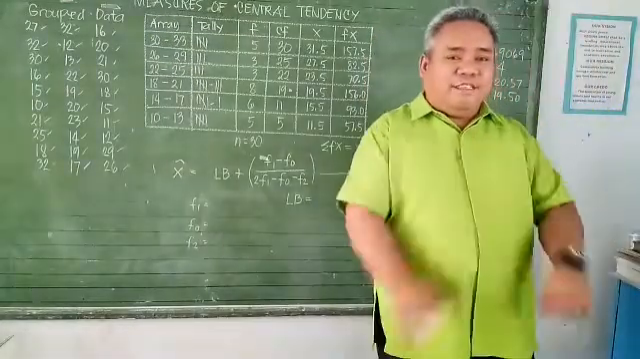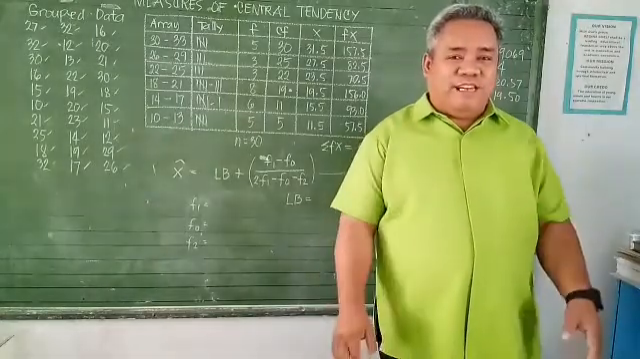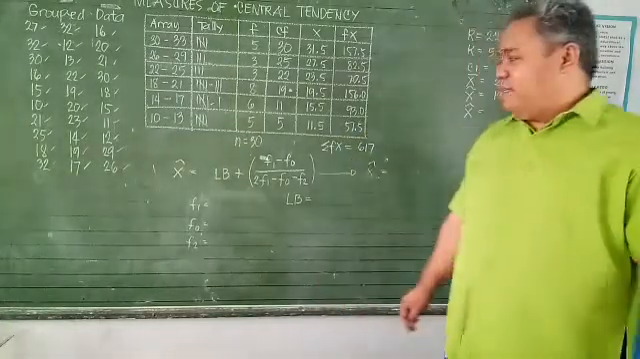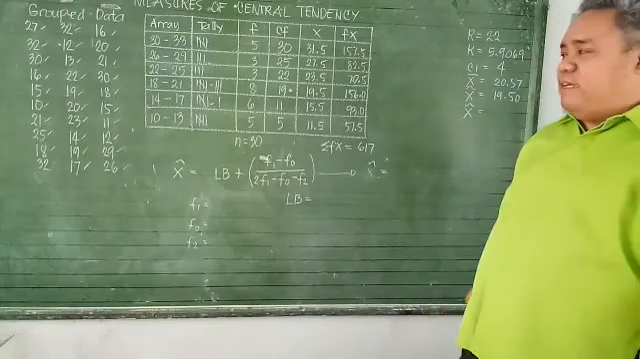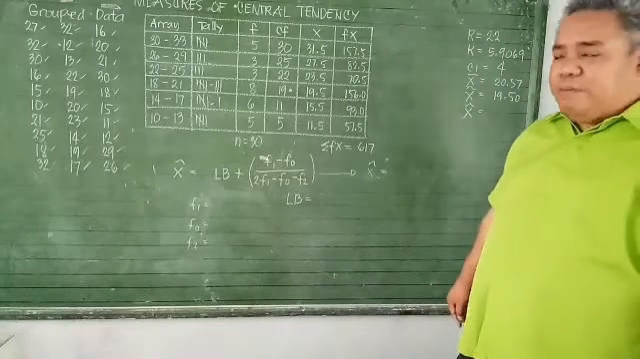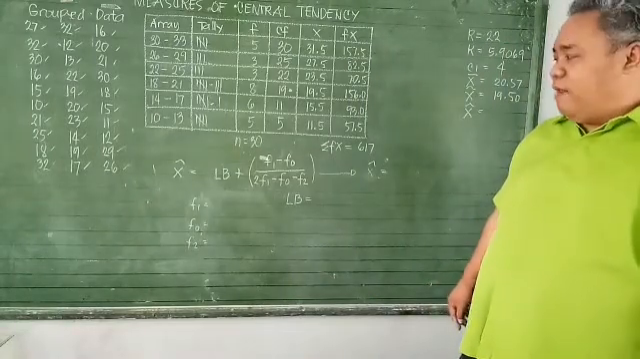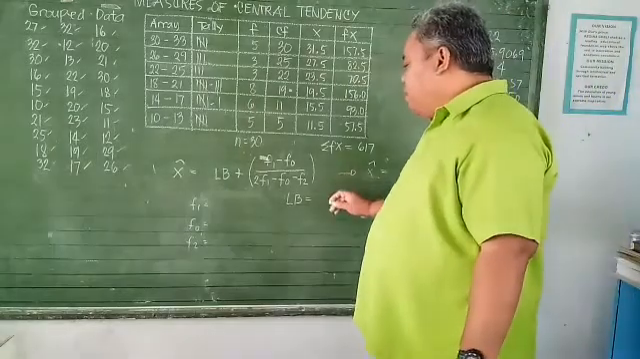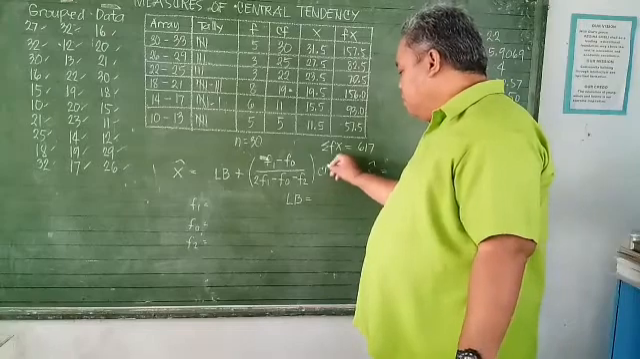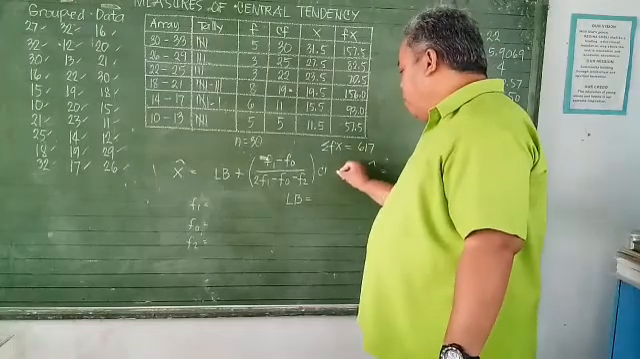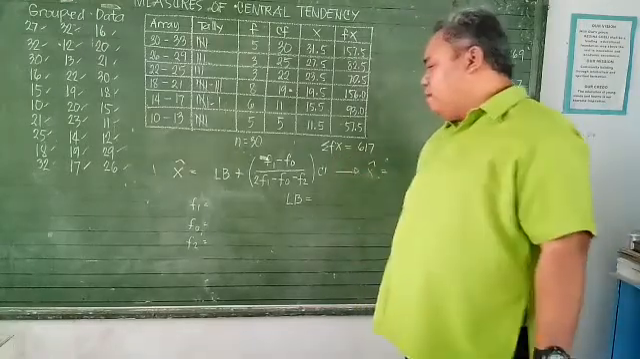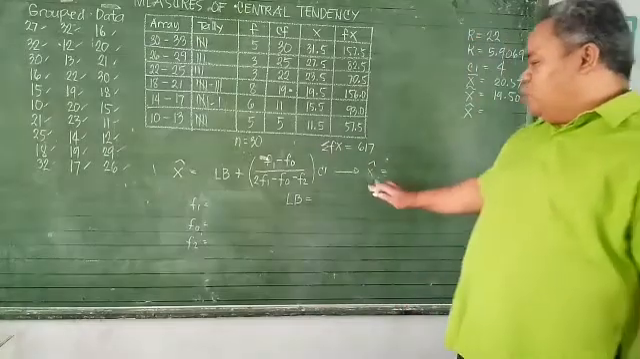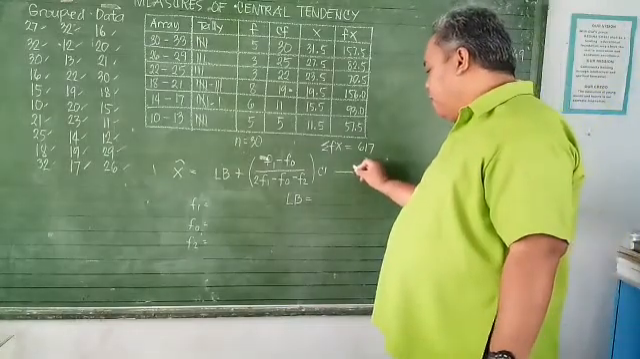Okay, let us now continue in solving the mode of this particular group data. Remember that the formula in finding the mode of the group data is the following: lower boundary plus the quantity f sub 1 minus f sub 0, over 2f sub 1 minus f sub 0 minus f sub 2, times the class interval. So saan makahanapin yung mga f na yan?